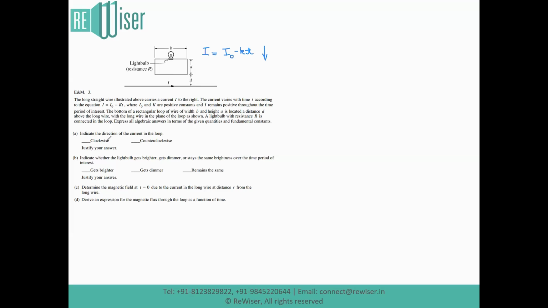Indicate the direction of current in the loop, whether it is clockwise or anti-clockwise. Here we know that the current flowing through this long wire is decreasing with increasing time. Hence, the magnetic field B, and hence also the flux produced by this current in the long wire, will also decrease with increasing time. We can use the right-hand thumb rule to say that the direction of the magnetic field or the magnetic flux is out of the page.